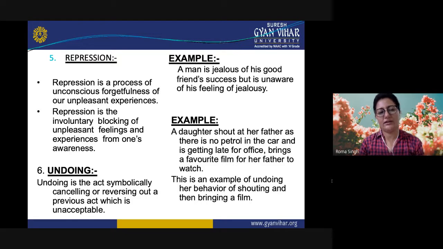Then another defense mechanism is undoing. Undoing is the act of symbolically cancelling or reversing a previous act which is unacceptable. For example, a daughter shouts at her father as there is no petrol in the car and she's getting late for office, and later brings a favorite film for her father to watch in the evening. So in the morning while going to the office, she shouts at her father that he has not looked into the matter, that there is no petrol in her car.